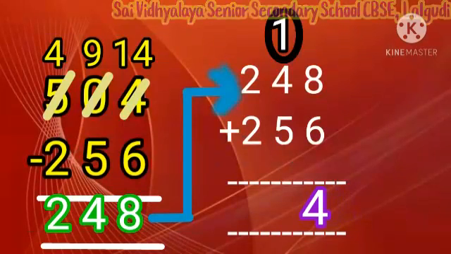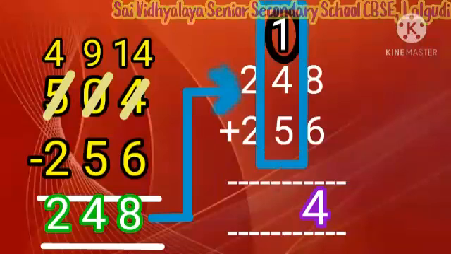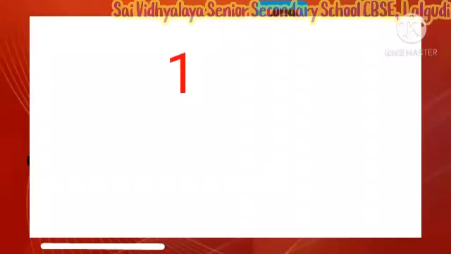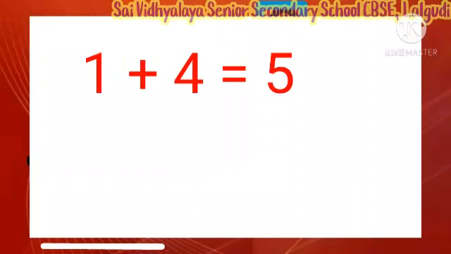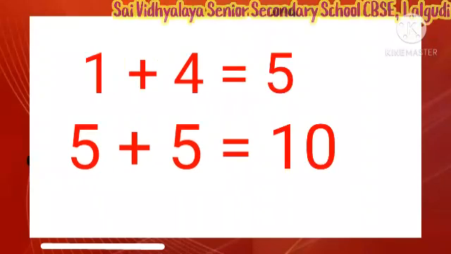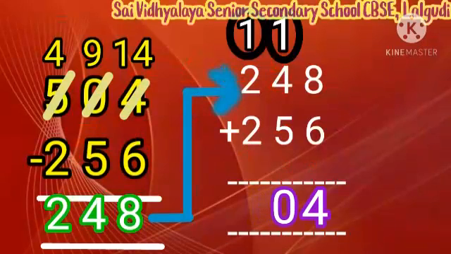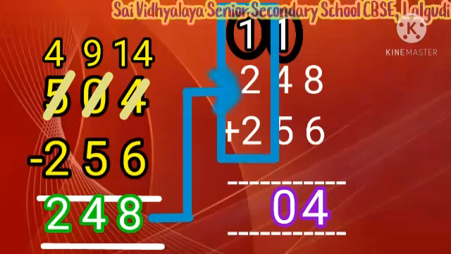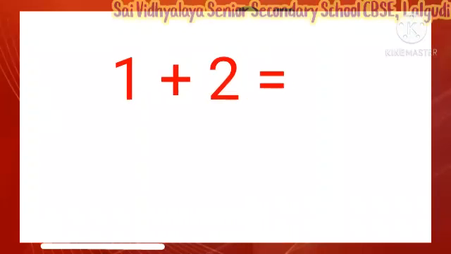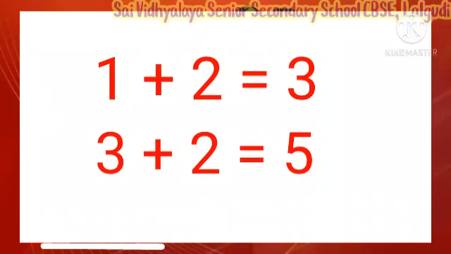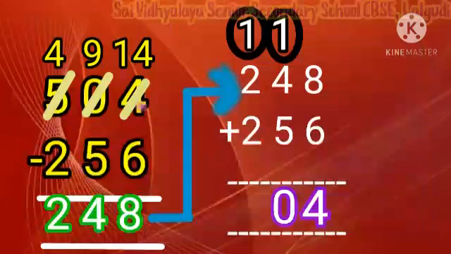Now we will add the numbers in tens column. That is 1 plus 4 is 5 and 5 plus 5 is 10. Write 0 in tens column and 1 will carry forward to the hundreds place. Now we will add the numbers in hundreds place. 1 plus 2 is 3 and 3 plus 2 is 5. Now the answer is 504.